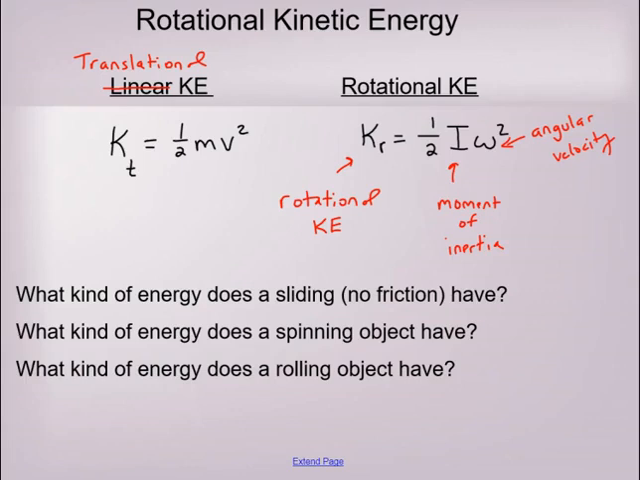And as a reminder of units, rotational kinetic energy is going to be in joules, because moment of inertia is kilograms times meters squared, and angular velocity is going to be in radians per second.